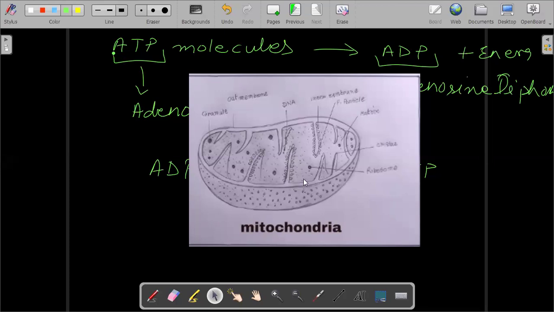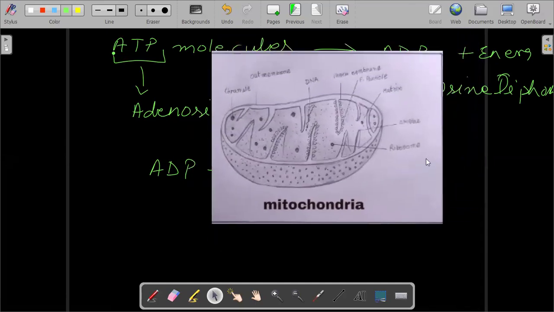A mitochondria is a double membranous structure. That means there are two membranes, the outer membrane and the inner membrane. The mitochondria has certain foldings which are called cristae. On the cristae, some F1 particles are located. Inside the matrix, you will also find the location of DNA. So DNA of the mitochondria is also located on the inner side. Got it?